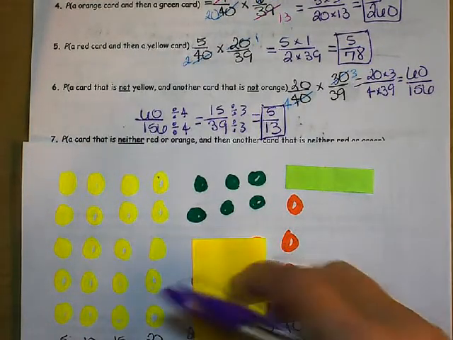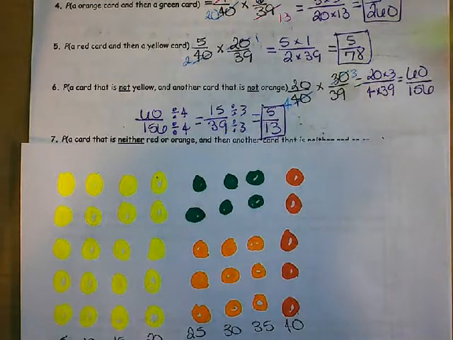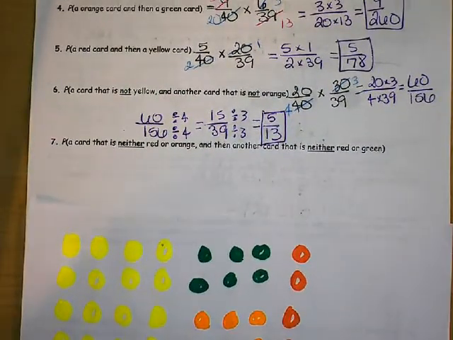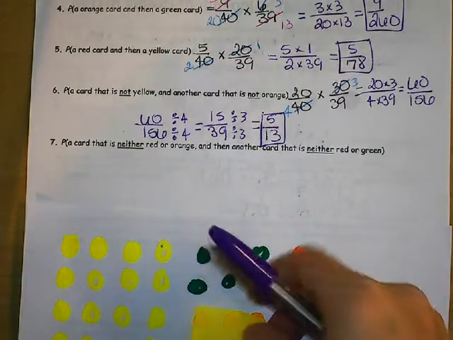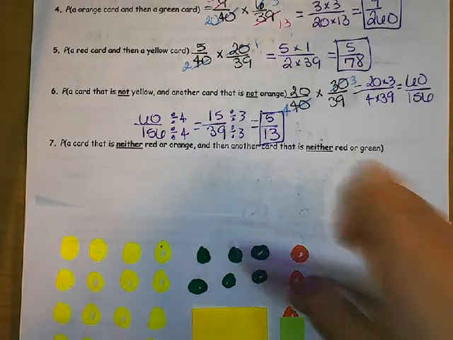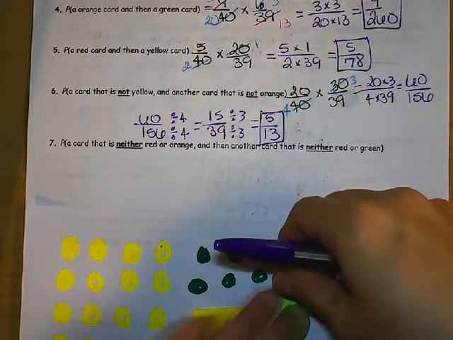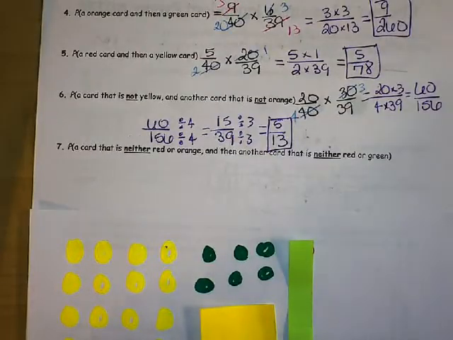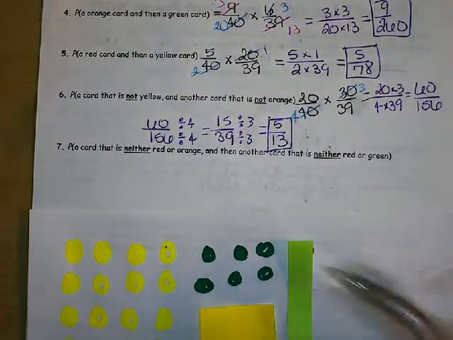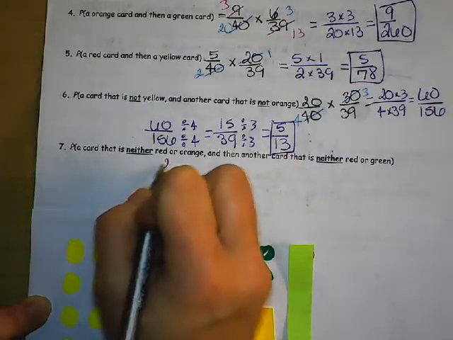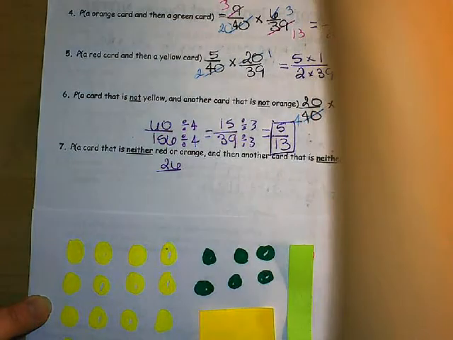Let's reset and see if we can look at number 7. Number 7 says, a card that is neither red or orange. Okay, so neither red or orange. I'm going to take these off. Neither red or orange. Oh, I need another one. So neither red or orange means I have how many left? I've got 20, 2, 4, 6. So neither red or orange means it's 26 out of 40.